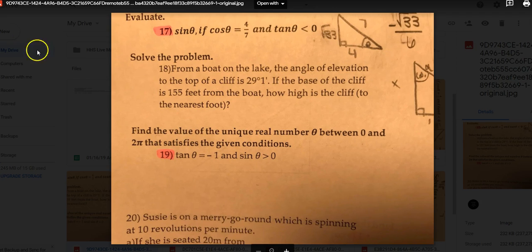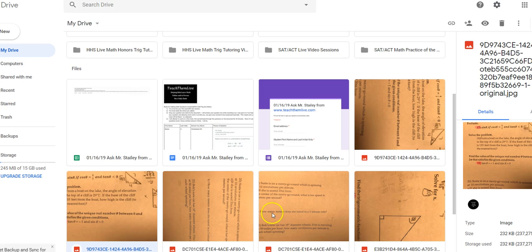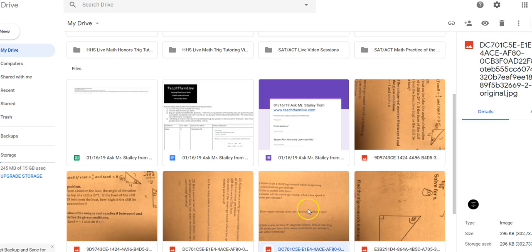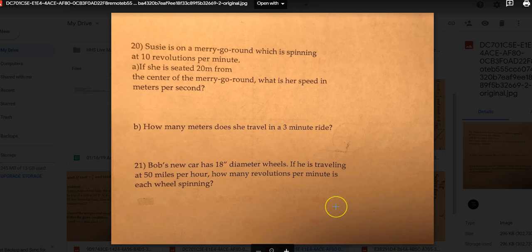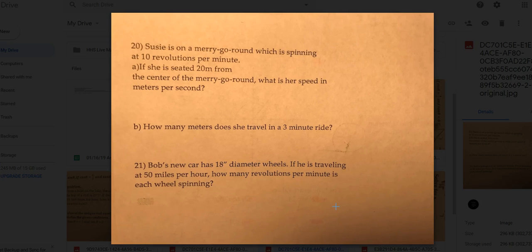All right, now let me go back and we'll find the next one. Is it this whole thing, 20 and 21? Yeah, because the wheels just messed me up and I don't know why. Okay. Susie's on a merry-go-round which is spinning at 10 revolutions per minute. Okay, so annotate, 10 revolutions per minute.